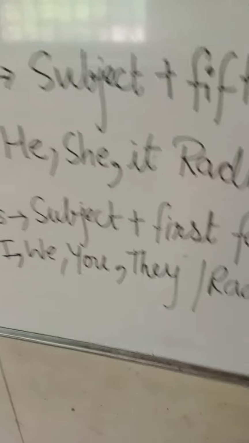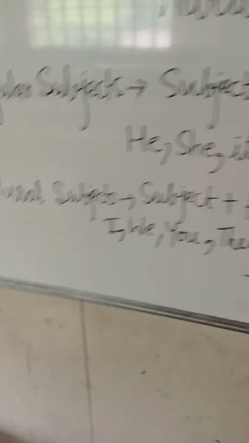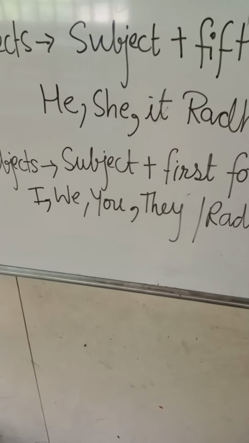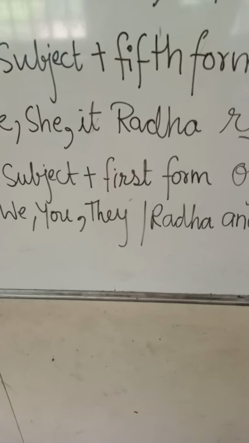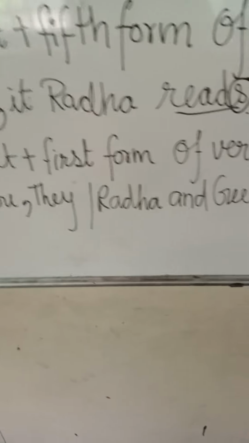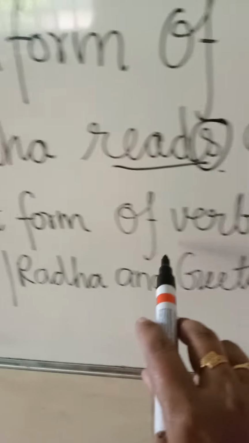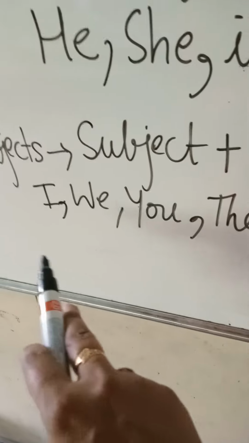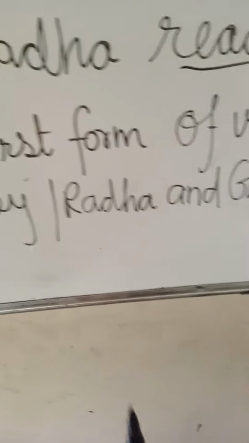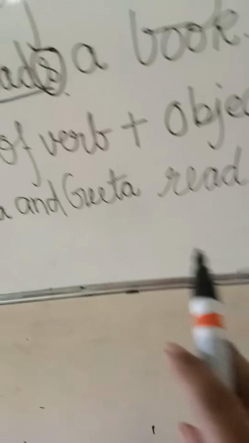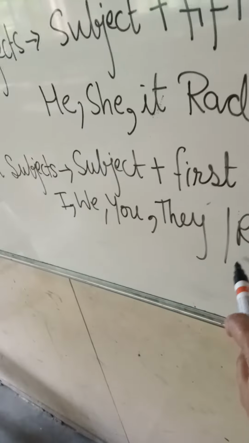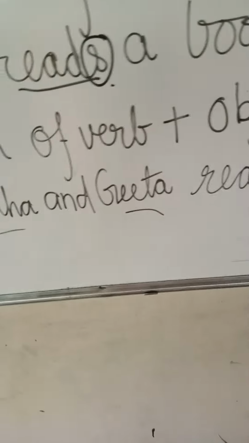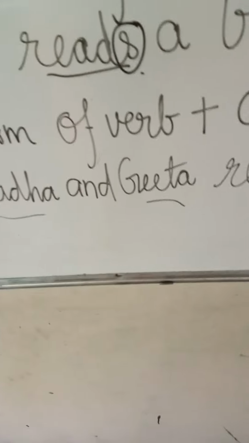Now children, we will talk about the plural subjects. I told you that plural subjects are I, we, you, they. And with these plural subjects, we use the first form of verb. What do we use with these plural subjects? We use the first form of verb. So here is the example: I, we, you, they, Radha and Geeta. It means this is plural. One is Radha and one is Geeta, so there are two people. It means this is our plural subject.